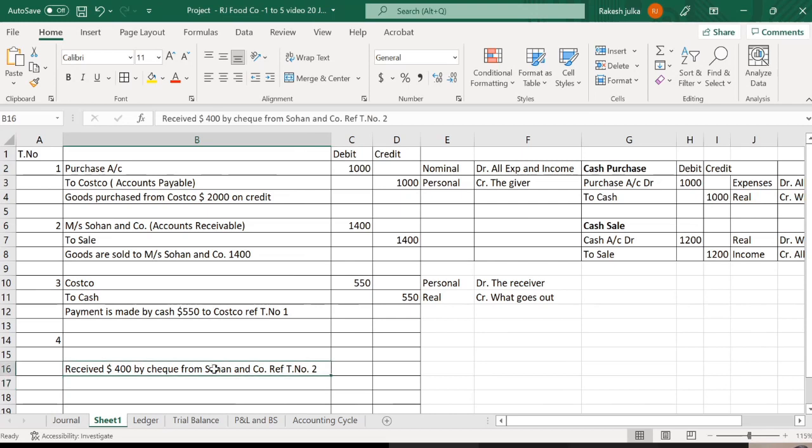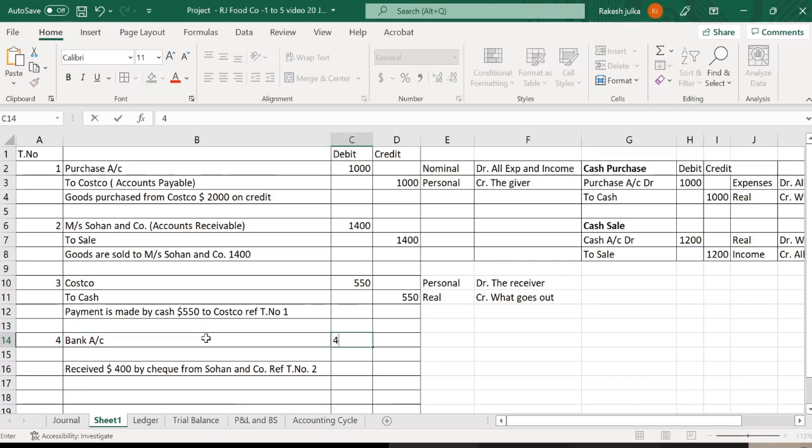So it is very much clear that we have received a check. It means bank. We at the company have received a check from Messrs. Sohan and company. It means our bank balance has gone up and will be debited with the amount. And we know bank is a personal account, and in this case, debit the receiver.